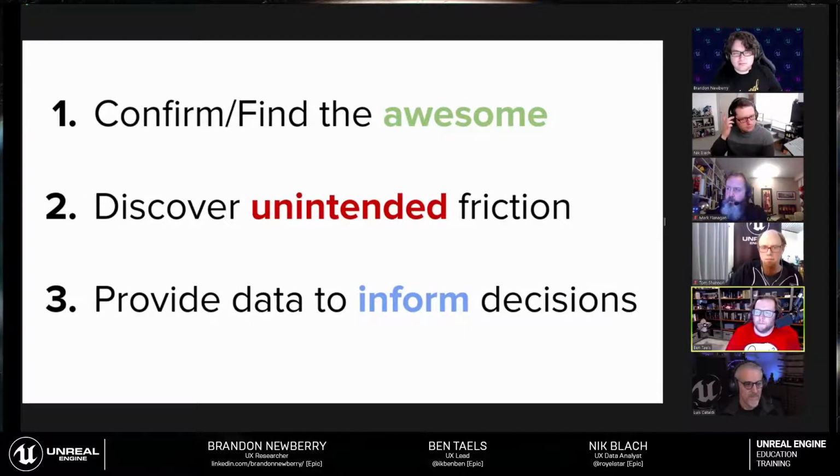Then we already discussed this, but discovering the unintended friction, so the friction that the game developer didn't want to happen. A lot of UX is understanding what the game developer's intent is, and then checking if that intent is being communicated from their head into the game, and then out of the game into the head of the player that's playing the game. And then point 3 is provide data to inform decisions, and I do like to stress it's informing decisions here and not driven.